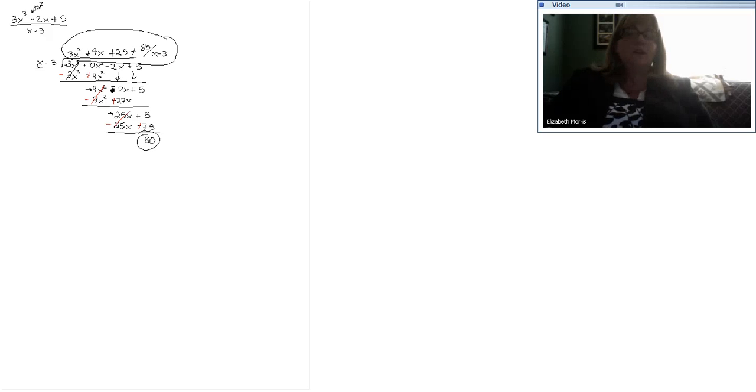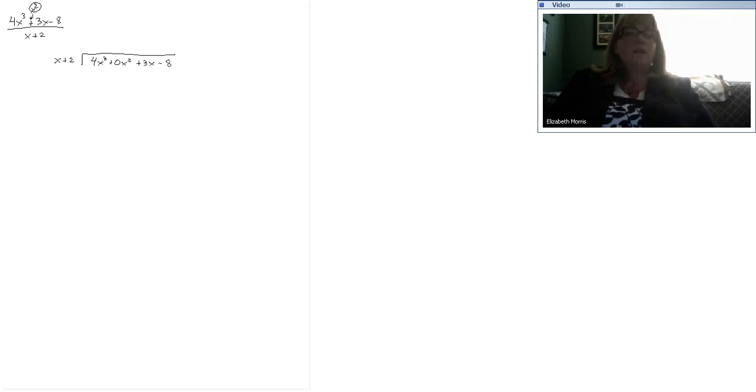All right, let's try another one. You'll start to see it. Let's try another one that has a missing term. 4x cubed plus 3x minus 8 divided by x plus 2. X squared is missing. So I'm going to put the x plus 2 on the outside, and on the inside I have 4x cubed, 0x squared, and then 3x and minus 8.